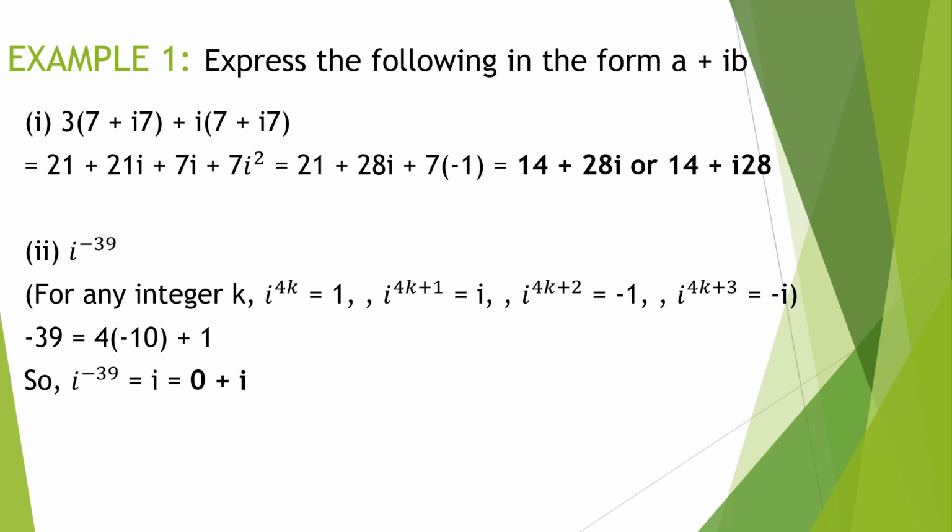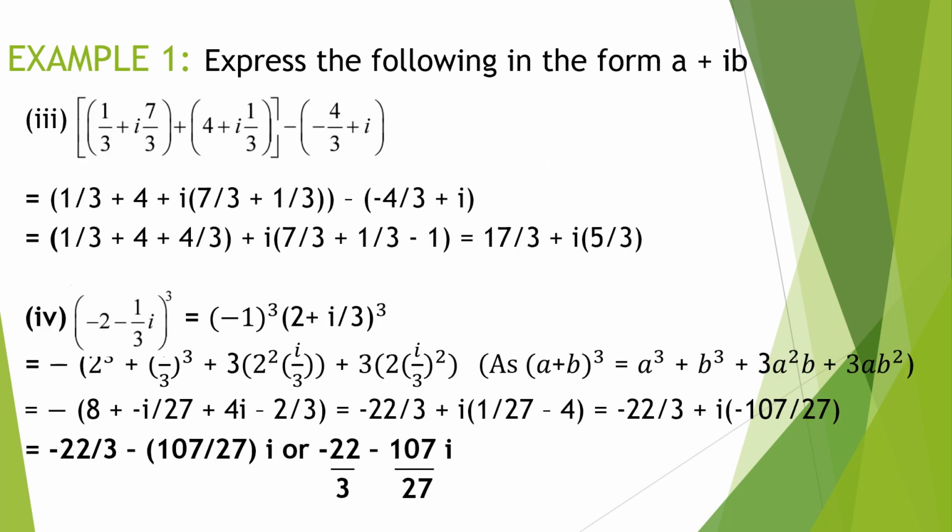Now i raised to minus 39. As we saw previously, the following result always holds for i. Remember that, as I told you. Now since we have minus 39 here, it can be written as 4 times minus 10 plus 1. So now it is of the form 4k + 1, and i raised to 4k + 1 is always equal to i. So i raised to minus 39 is i, and that is the same as 0 + i.